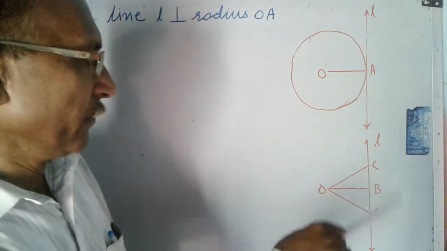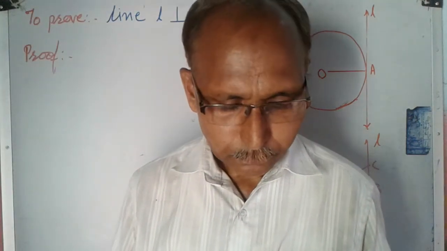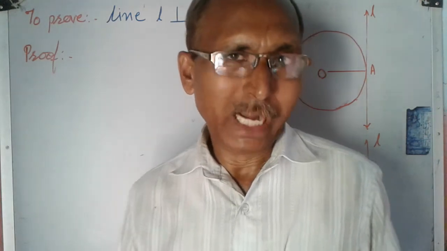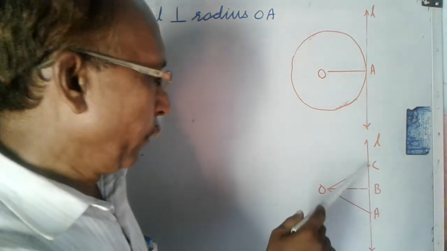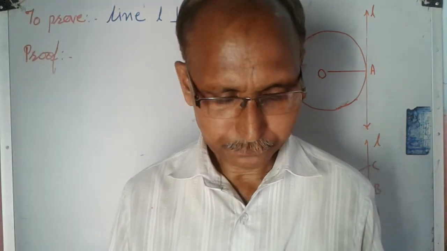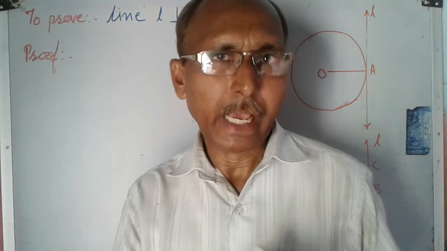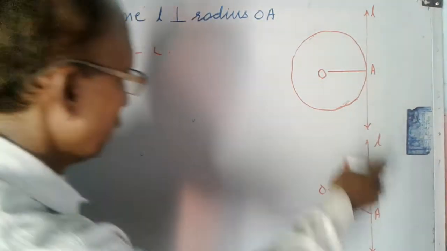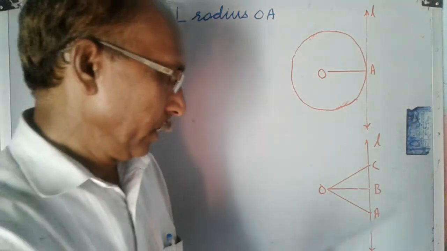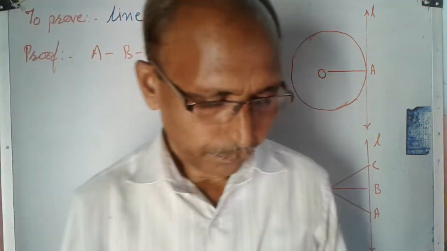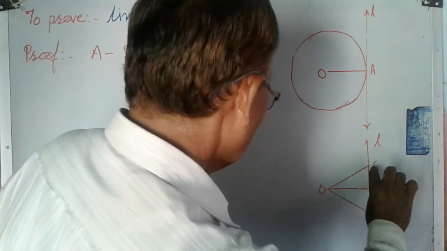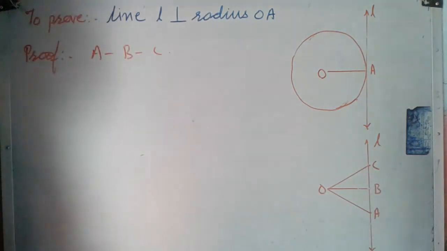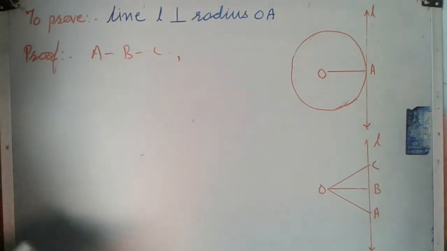Now consider the modified figure. Here of course B is not the same as A. Now take point C on this line such that A-B-C, which means point B is between A and C, and take distance AB equal to BC.